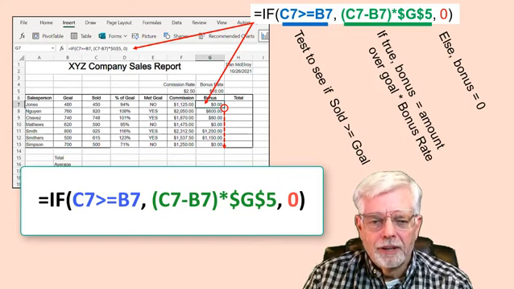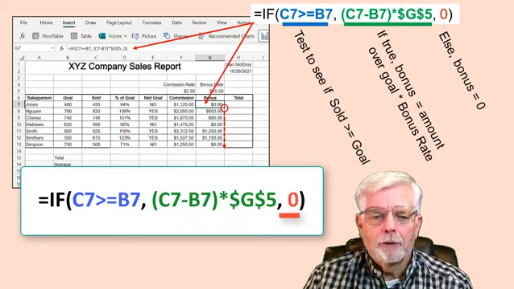Let's look closer at the if statement. Remember that it has 3 parts. Part 1 is the test. Part 2 contains the value used when the test passes. Part 3 contains the value used when the test fails. Make sure to use a comma between the parts of the if function.